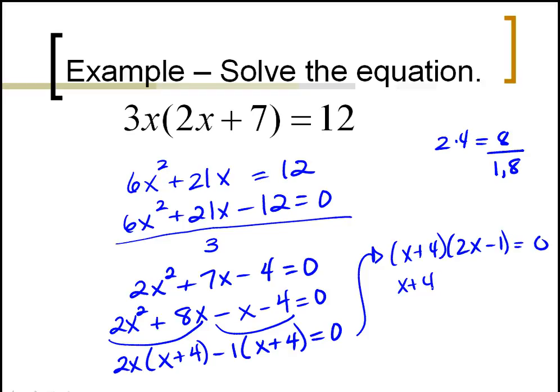So we set the factors equal to 0, and we get that either x is equal to negative 4, or if we add 1, 2x equals 1, so x is 1/2. So our solutions are negative 4 and 1/2.